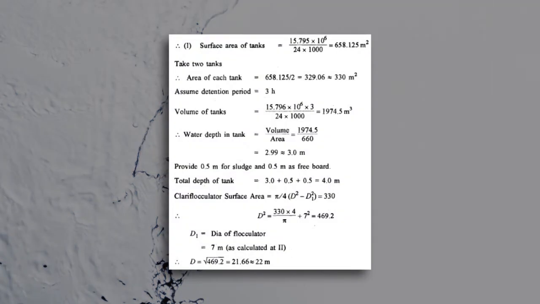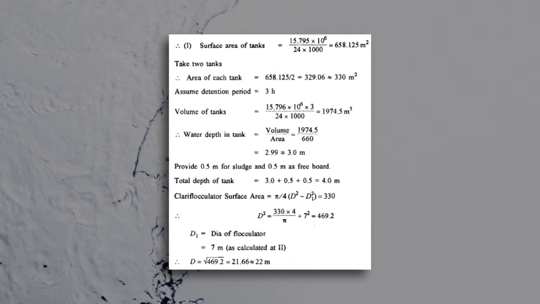Now the design of the surface area of the tank. 15.795 × 10^6 divided by 24 × 1000 is equal to 658.125 meter square. Now take two tanks. So area of each tank is equal to 658.125 divided by 2, which is equal to 329.06, or approximately 330 meter square.